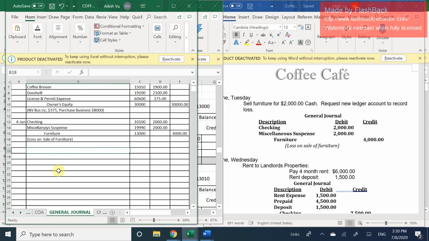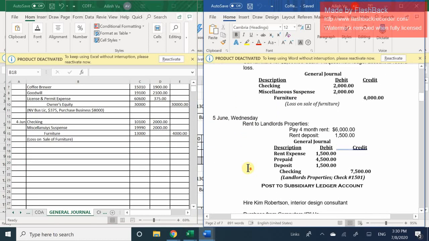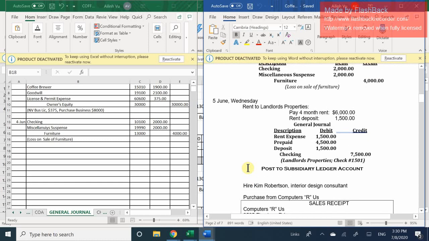So now that we finished our transaction number 2, we can see that we moved on to the next day. So Wednesday, June 5th, rent to landlord properties. We have to rent out the property. We need to pay 4 months rent in advance, so we're going to be renting for the months of June, July, August, and September.